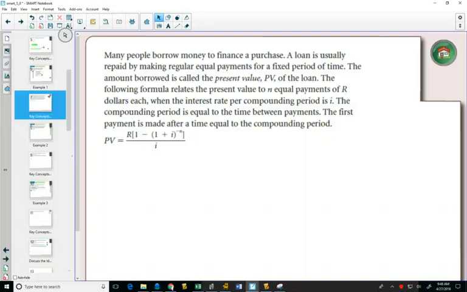So we'll take out our highlighter. Here is another formula. It is for borrowing money. Okay, the amount borrowed is the present value of the loan. The following relates it to the number of payments. So you're making payments on this.